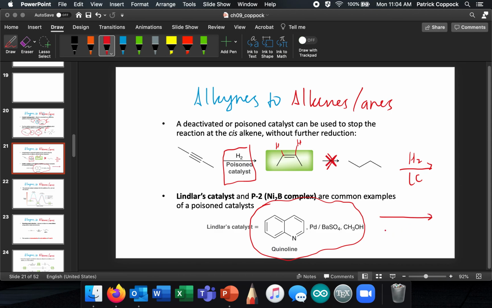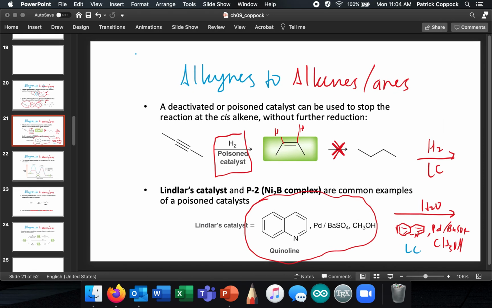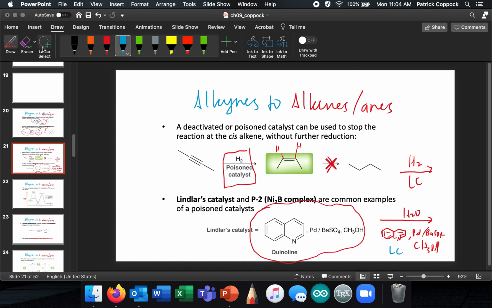Another fair way to write it would be palladium and barium sulfate, and methanol, and H2. What a mess. You can see why I would prefer to just put Lindlar's catalyst, but you've got to be prepared for either way. Let's move on.